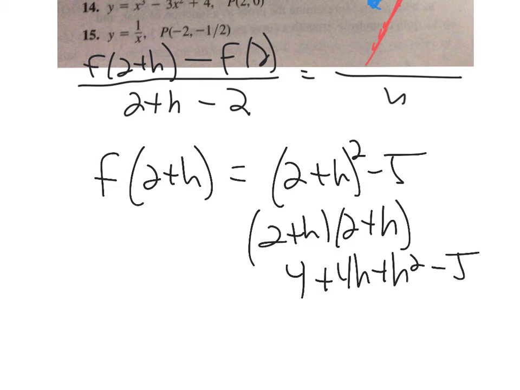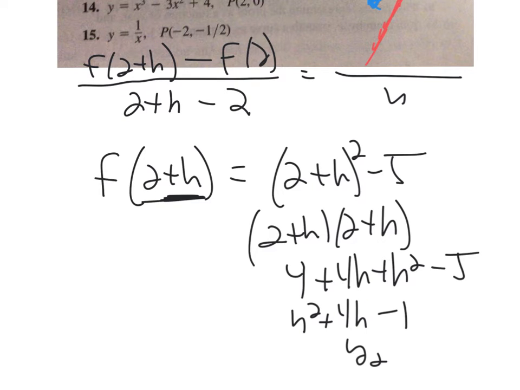So that's going to be what? Negative 1. So we're going to get h squared plus 4h minus 1. So that's what f of 2 plus h is. That's the y sub 2, and that's what we're going to drop into our slope formula up here.